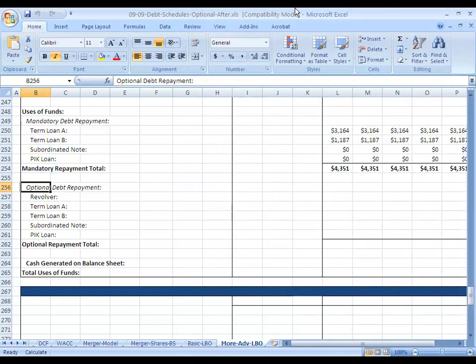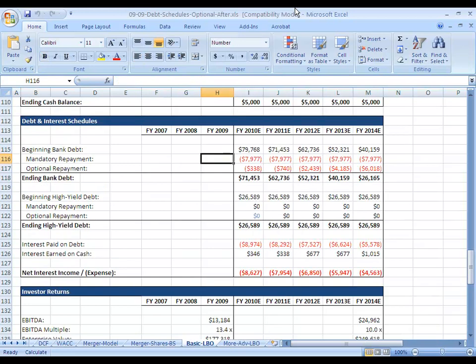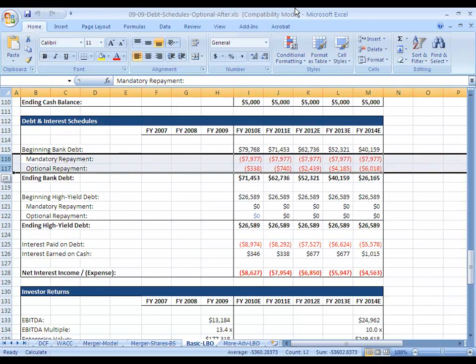In this lesson, you're going to learn how to set up the optional debt repayment component of a more advanced debt schedule in this LBO model. Previously, in the basic LBO model, we said that on our debt schedule, we have mandatory repayment and then optional repayment for each tranche of debt.